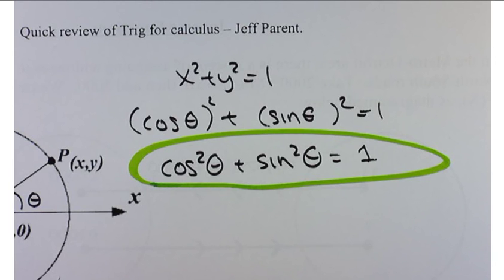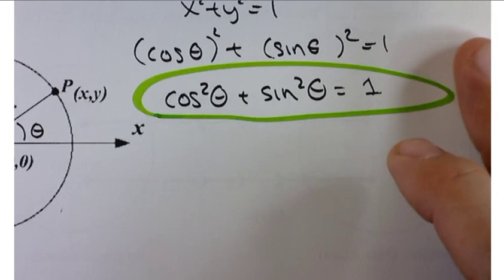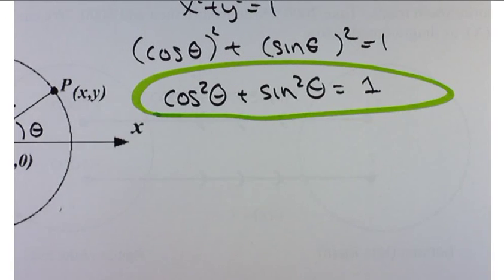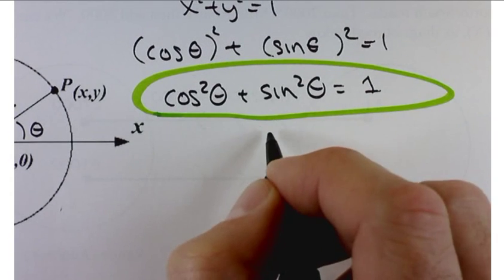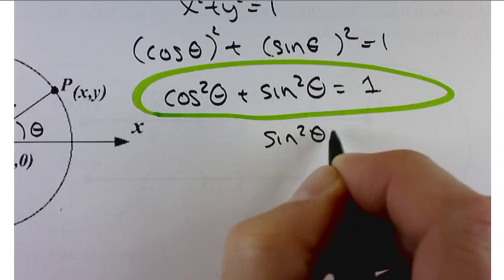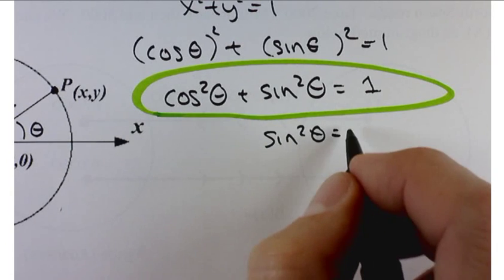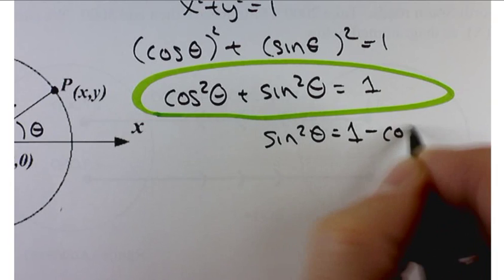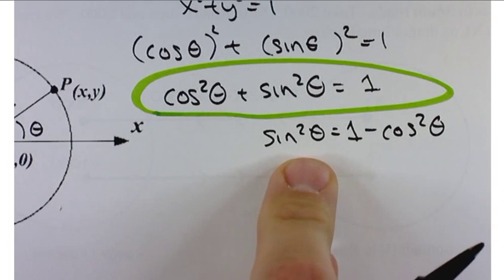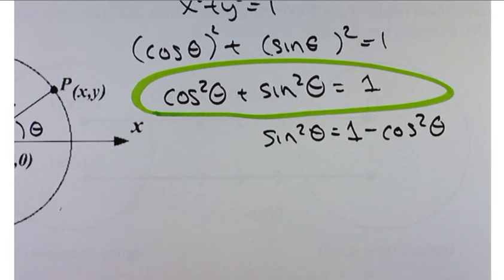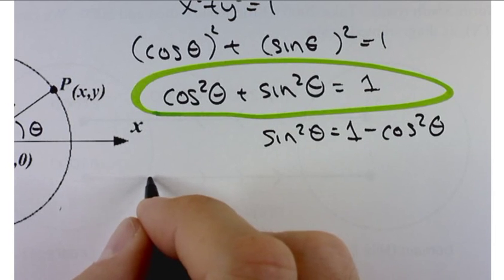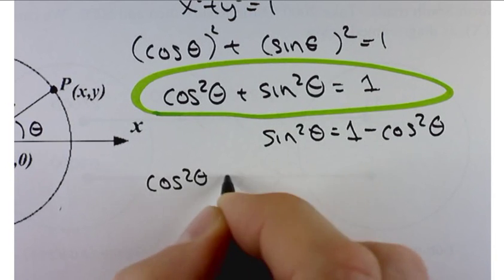So let's do that. Let's figure out some other identities. An easy way to get another identity is to move one of these to the right-hand side, like the cosine squared to the right-hand side. Now you've got an expression for sine squared. If you want to take the square root on both sides, plus and minus square root, now you've got sine all by itself.